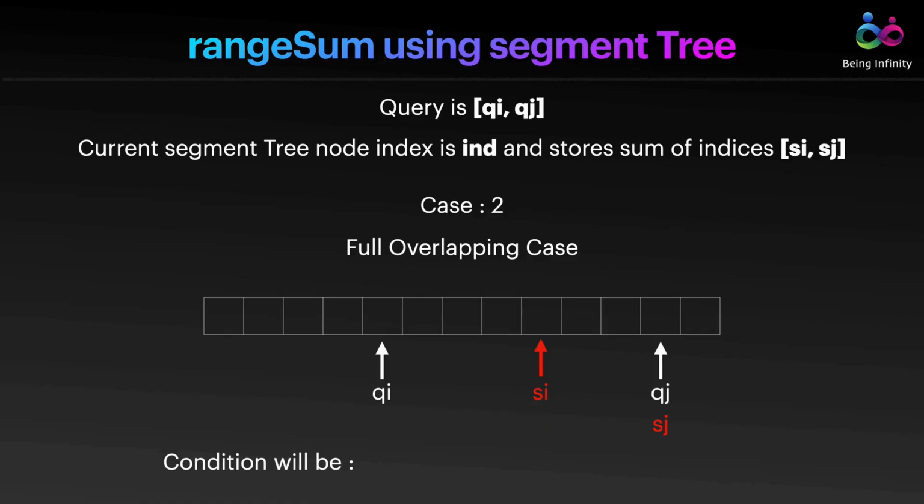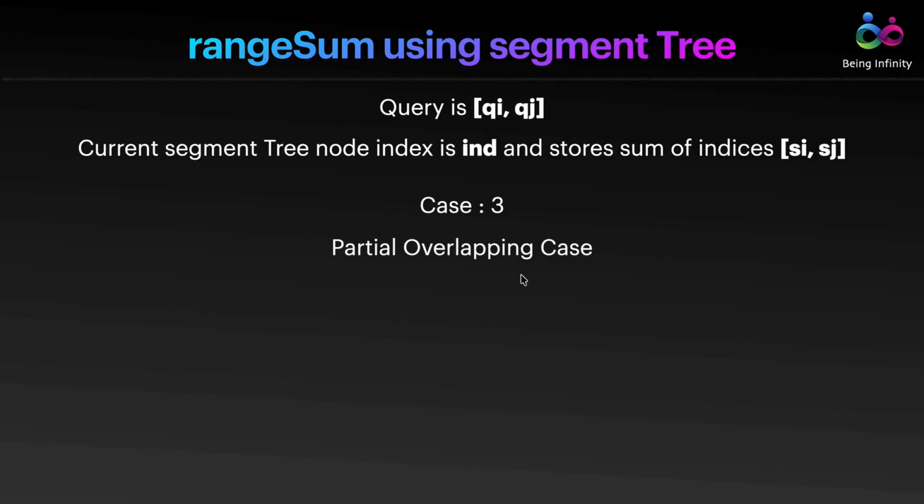Now if I ask you to think of the condition for this, again pause the video for a while, think about it for a second and see if you can come up with it by yourself. Right. So the condition is this. If SI SJ are in the range of QI QJ, that means it is full overlapping.